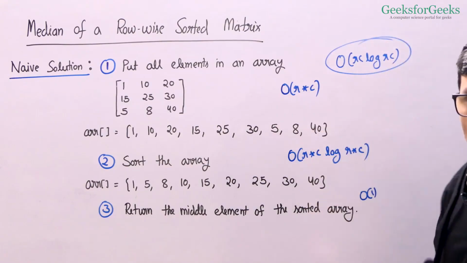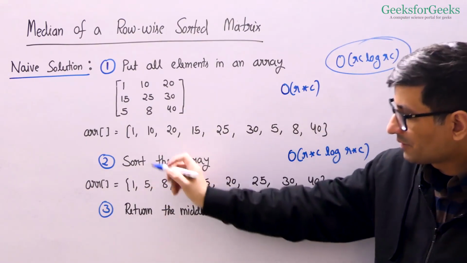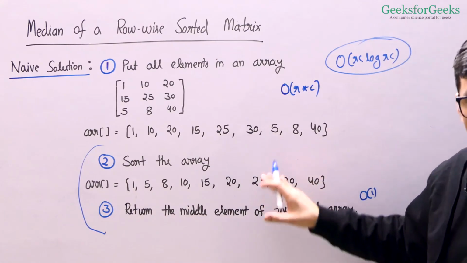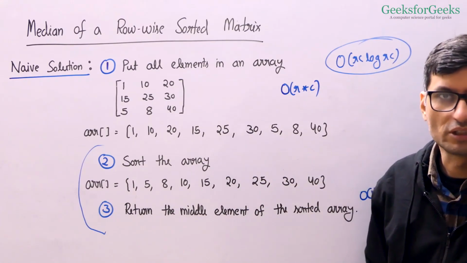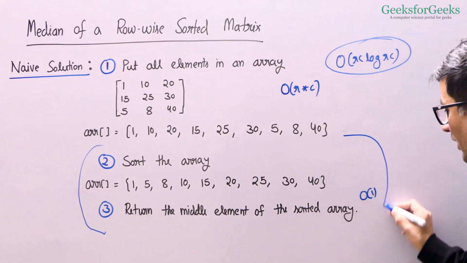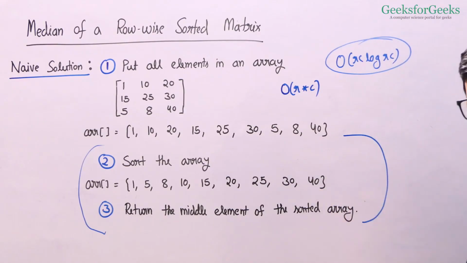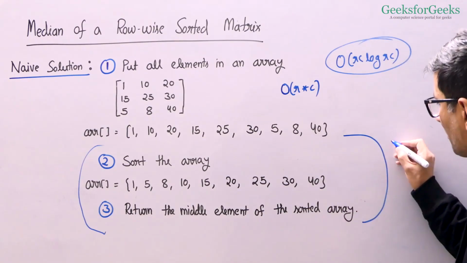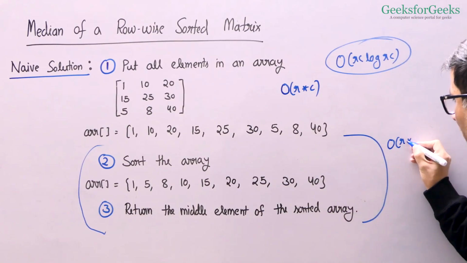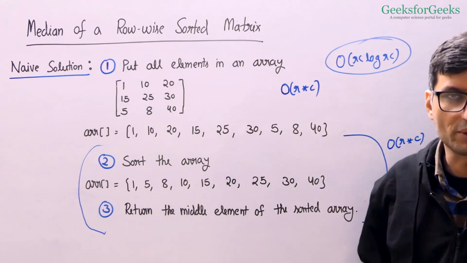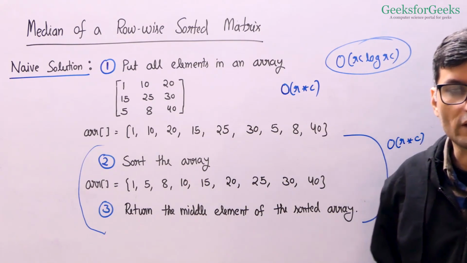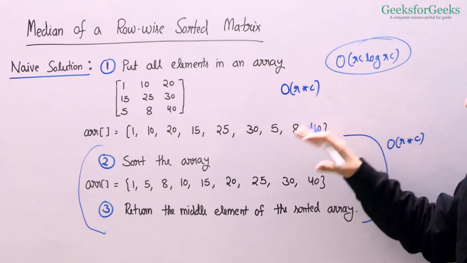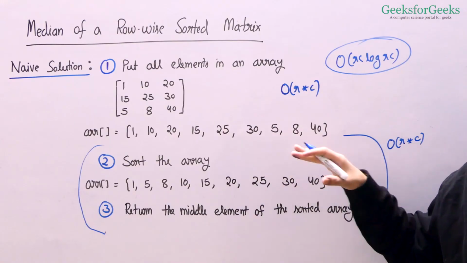We can optimize it. See, the second and third steps can be optimized. We can find the median of an array in linear time also. There exists an algorithm, in fact the quick select algorithm, which we have discussed in the quick sort track. That algorithm takes big O of RC time on average. Although the worst case is big O of RC log RC, on average it takes big O of RC time. So overall time complexity can be optimized to big O of RC.